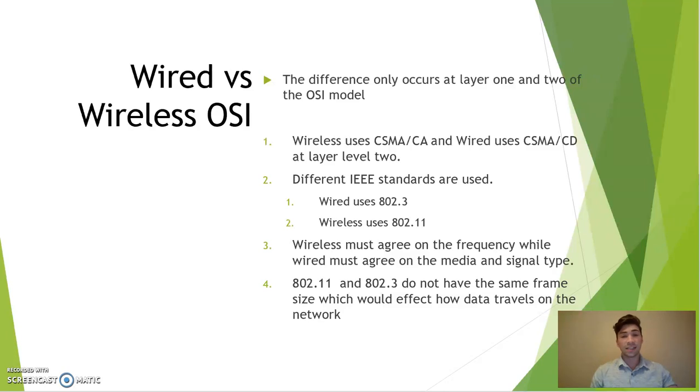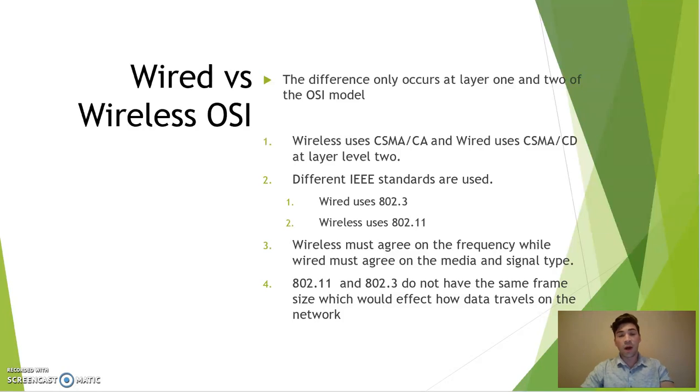Another difference is they both use different IEEE standards. Wired uses 802.3, while wireless uses 802.11. It's important to understand that they use different IEEE standards because it will help you understand how traffic flows across the two types of networks.